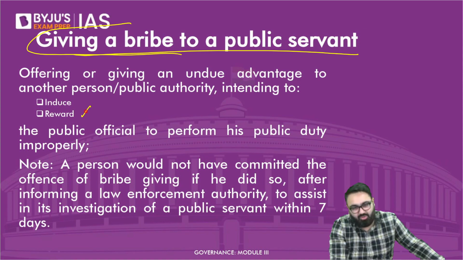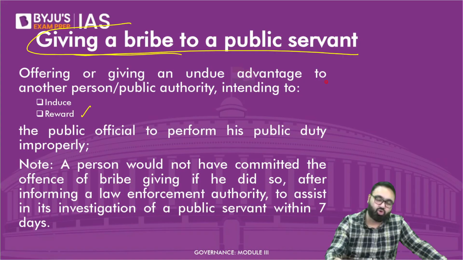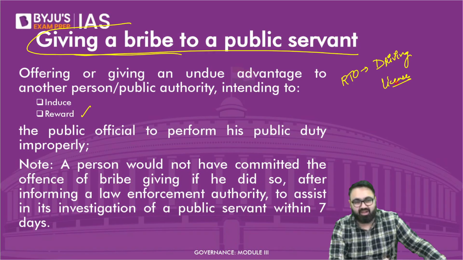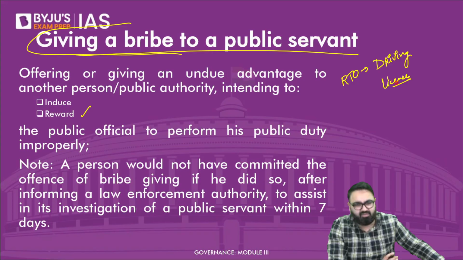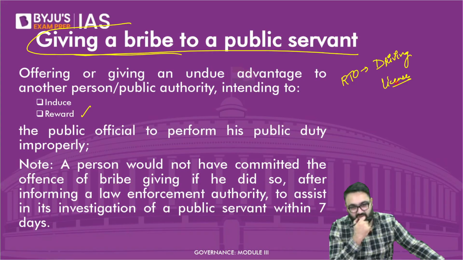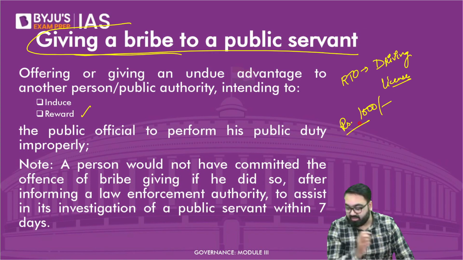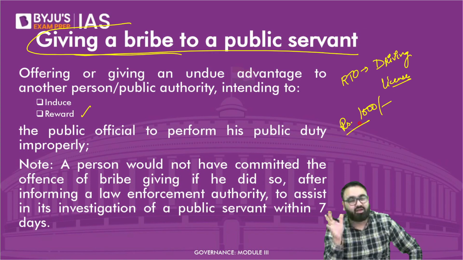I'll tell you a simple situation. Let's assume you go to the RTO to get a driving license made, right? You go and give the driving test. You drive the vehicle. Everything is fine. No issues with that, right? Everything is fine. But in the end, the officer tells you, if you want the license, give me 1,000 rupees. Otherwise, you are not getting the license. Give me 1,000 rupees, or I will write in the report that you failed the test.